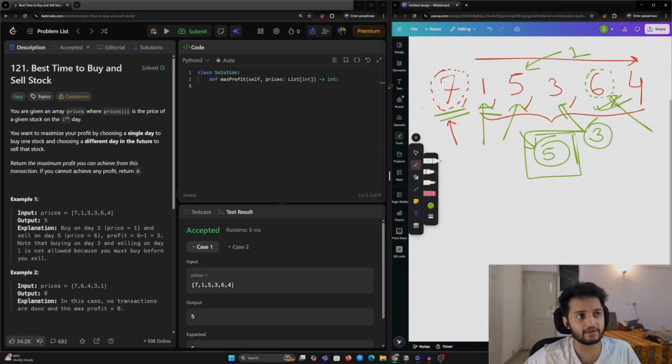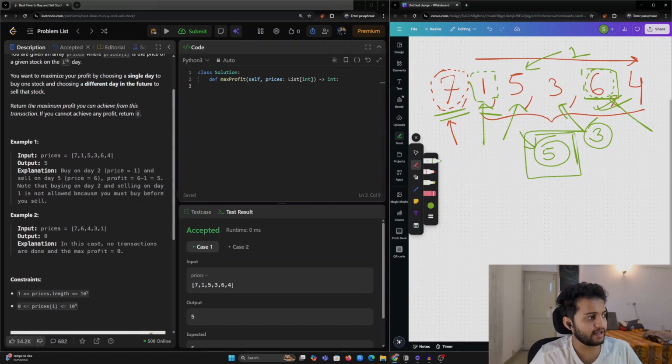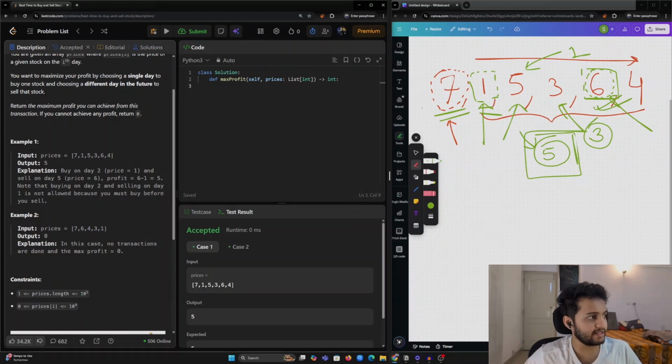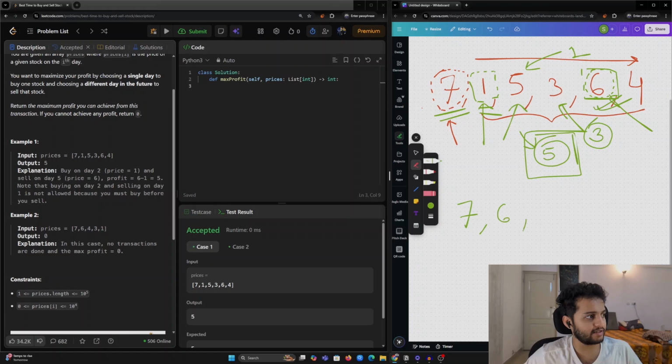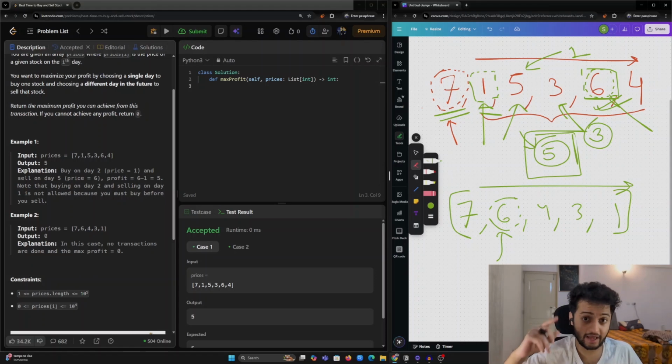And this will only happen if you buy at rupees 1 and you sell at rupees 6. It's given in the example as well. You can buy on day 2 and then sell on day 5, which is at price 6. And similarly, you can look at this example too, which basically says the stock prices are 7, 6, 4, 3, and 1. So you see that the stock prices keep decreasing. So any day you buy, you won't find a price which is greater than that particular day. So you won't be able to make a profit here.